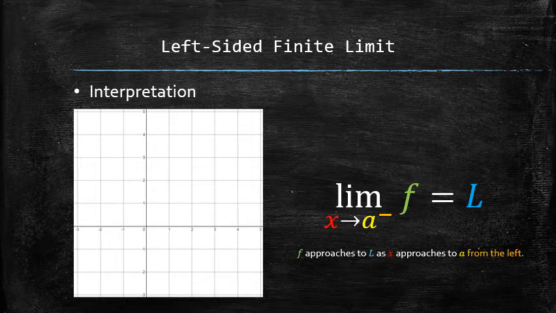Then we locate the point a, L on the coordinate plane and draw the following behavior. Note that from the statement alone, we don't know whether the graph approaches L from below or above, or whether the point itself is a part of the graph or not, or anything else about the behavior to the right of the point. The left-sided finite limit statement only tells us what happens to the graph as the input approaches to the target value from the left.